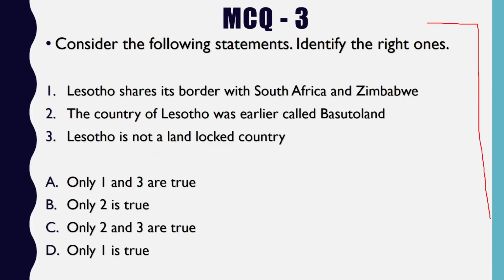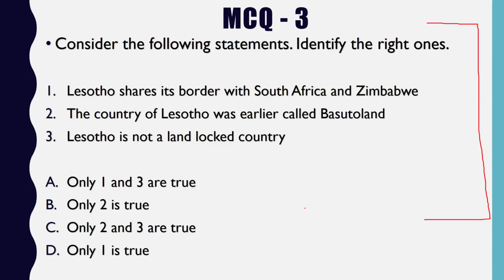Now this is a difficult question. Let's see how many of you get it right. You have to consider the following statements and identify the right ones. Let me read them out for you. Lesotho shares its border with South Africa and Zimbabwe. Obviously, we are saying that Lesotho is a country in Africa and it shares its border with South Africa and Zimbabwe. The second statement is the country of Lesotho was earlier called Basutoland. The third statement is Lesotho is not a landlocked country.